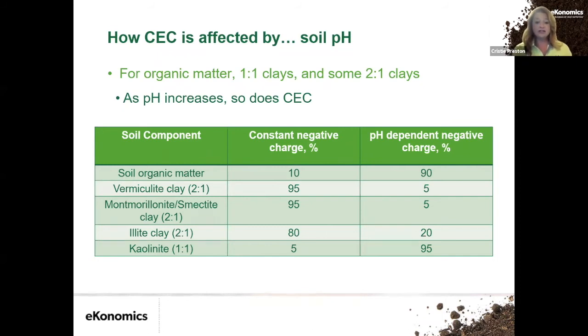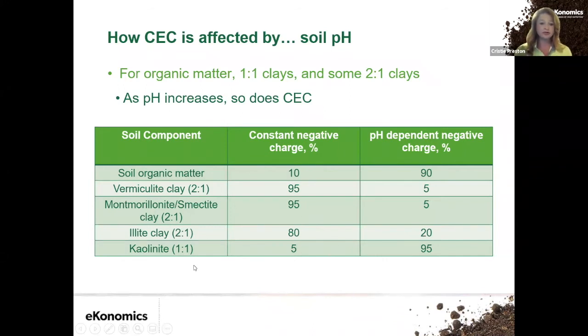Depending on your soil organic matter and your pH, you could potentially see a greater net negative charge. As you can see here, organic matter can carry a consistent charge of, say, 10%. But when we look at the pH dependent charge, if I increase my pH to, say, 7.5 or 8, depending on what crop I'm growing, I could increase my CEC.